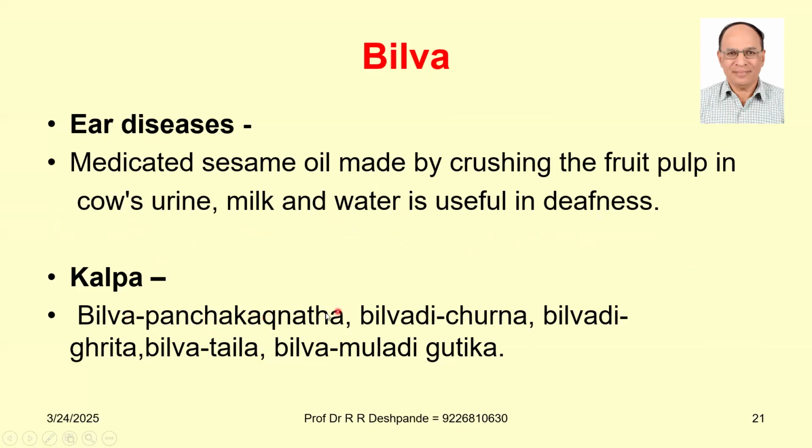Bilva Panchak Kwath, decoction. Bilvadi Churna, that is powder. Bilvadi Ghrita, medicated ghee. Bilva Tail, medicated oil. And Bilva Muladi Gutika, tablets. But also Bilva Valeh, as I have shown you in the very beginning, that is a very famous drug for the diarrhea, loose motions, ulcerative colitis, and also that particular Bilva Valeh is very, very good when there is a hemoglobin drop repeatedly. Whenever there is a recurrence of anemic condition, Bilva Valeh and Dadima Valeh both can be used.